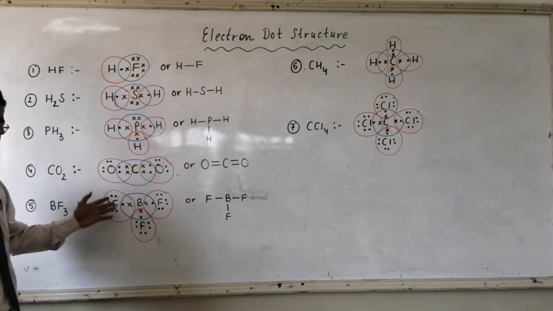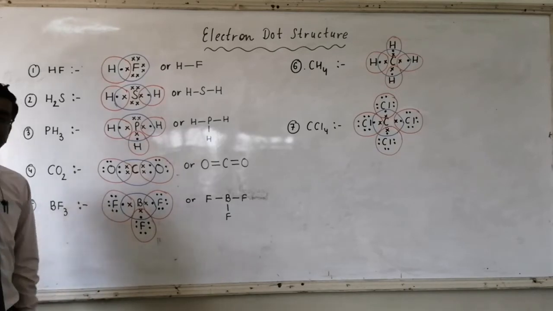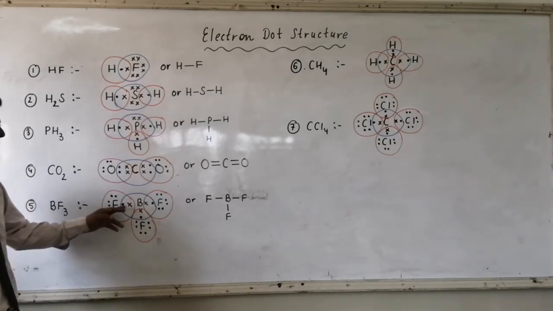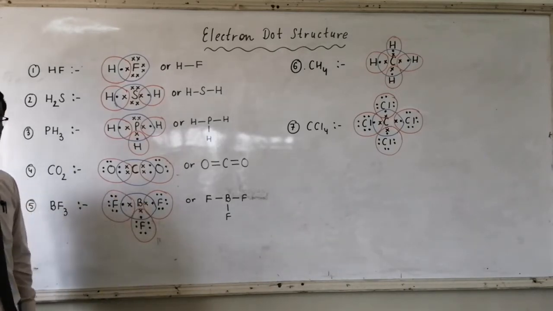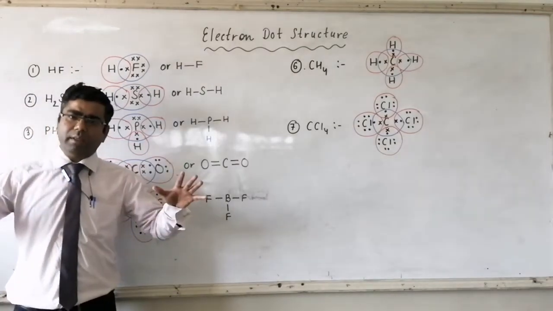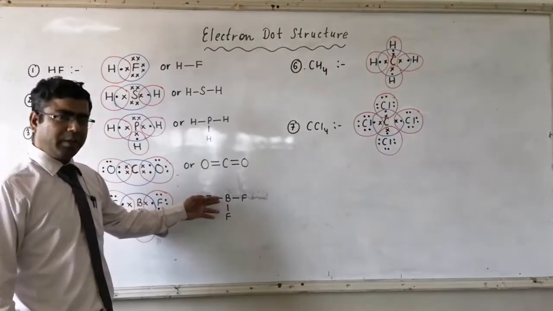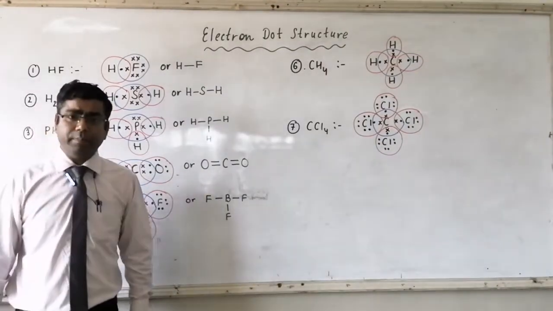Now, after sharing one electron, fluorine will complete the octet. But boron will have only 6 electrons. You can count 1, 2, 3, 4, 5, 6. As one electron is contributed by each atom, there will be formation of a single bond between fluorine and boron atom.